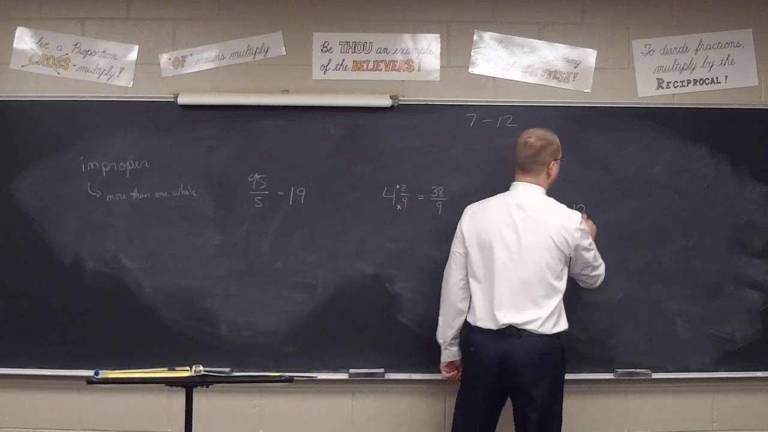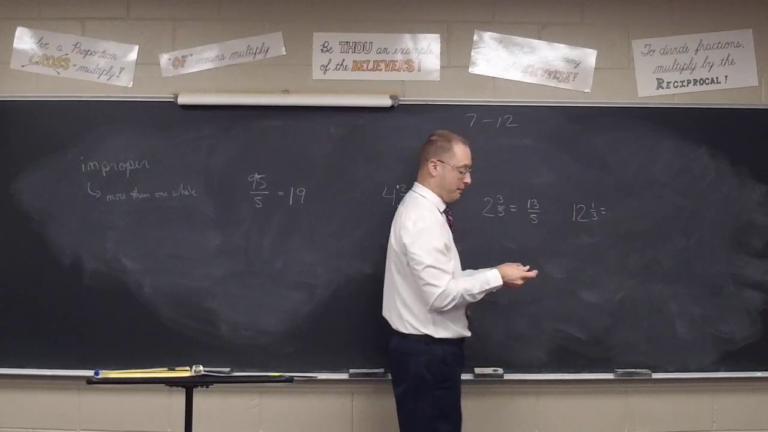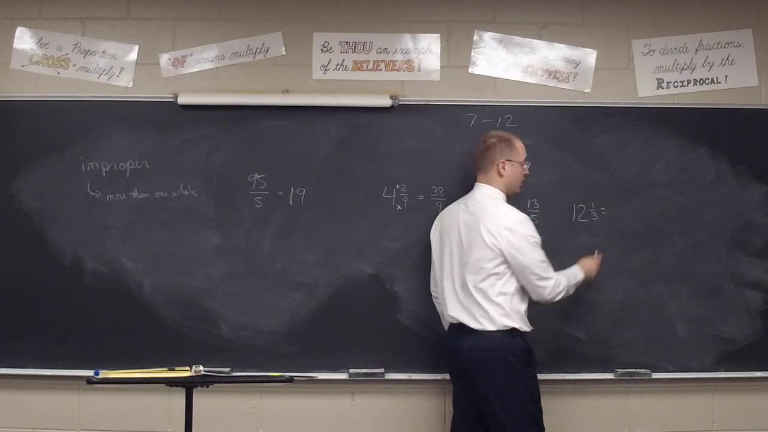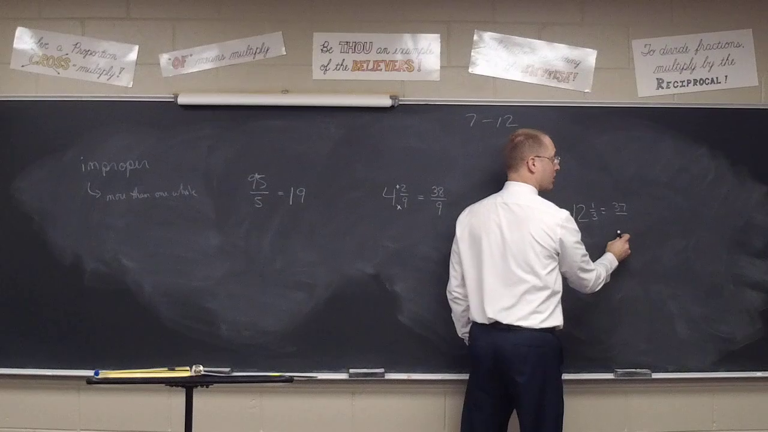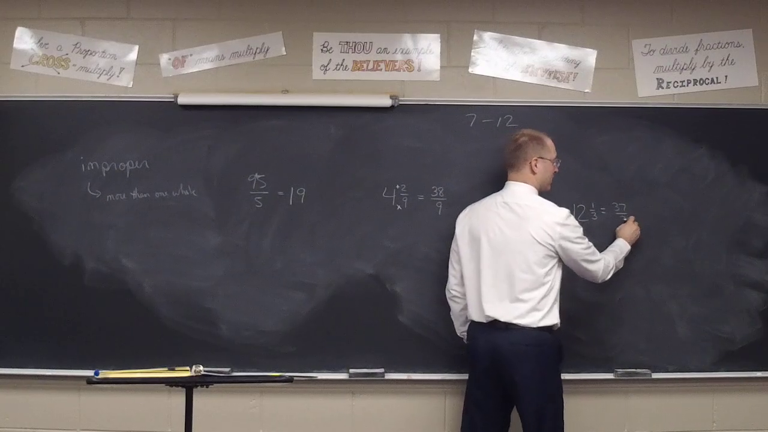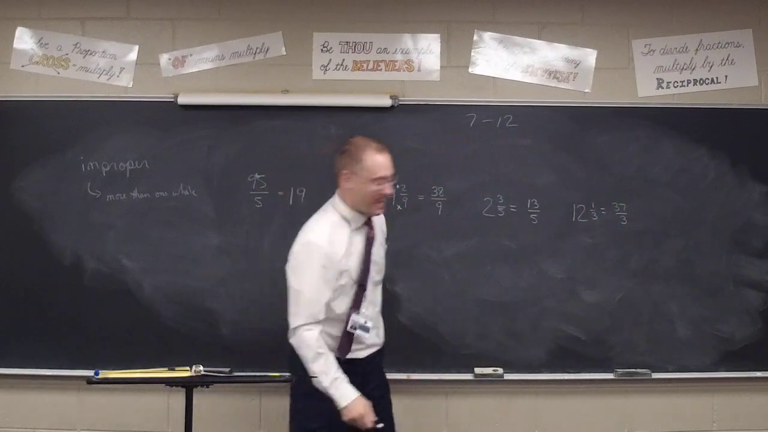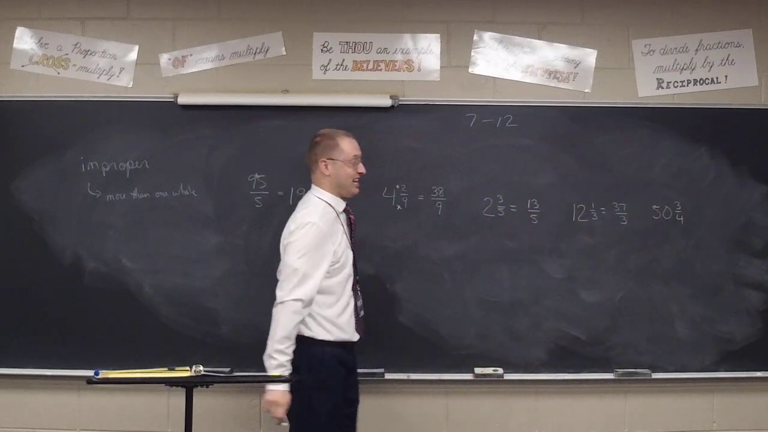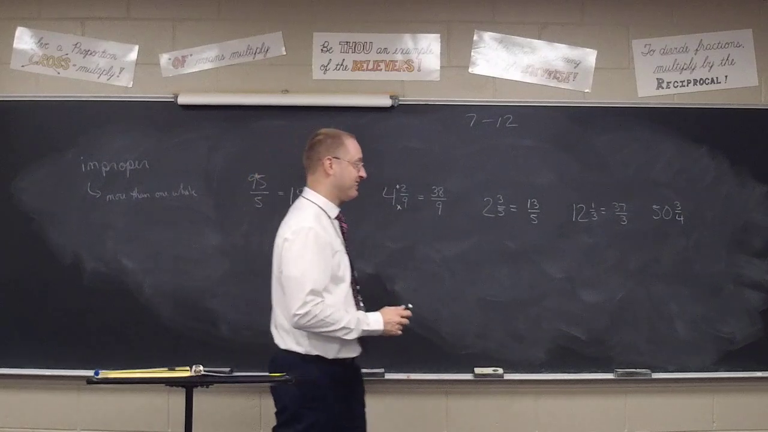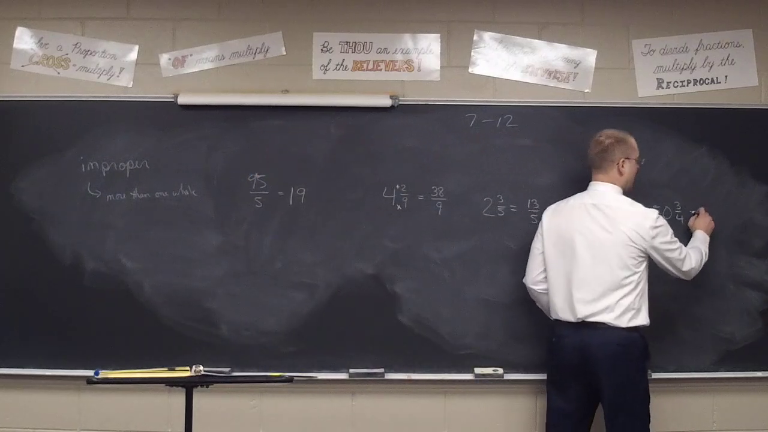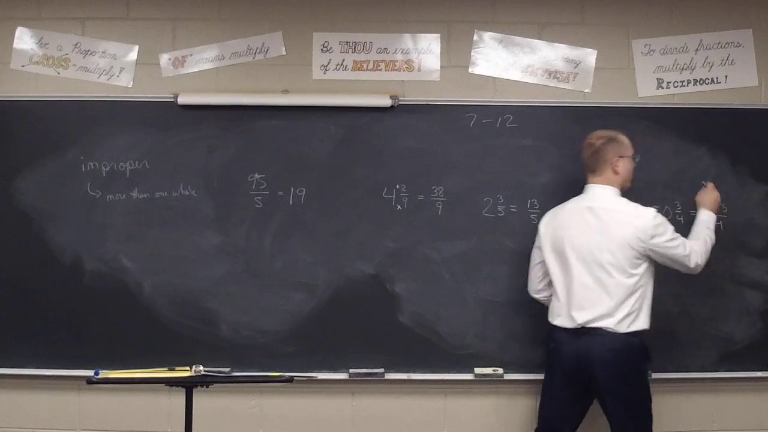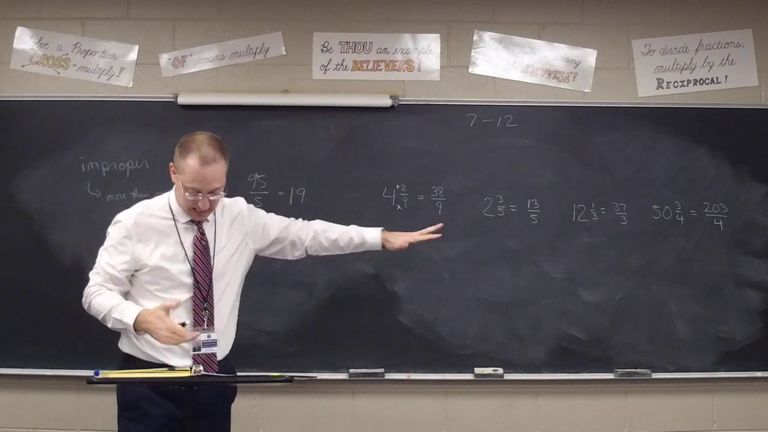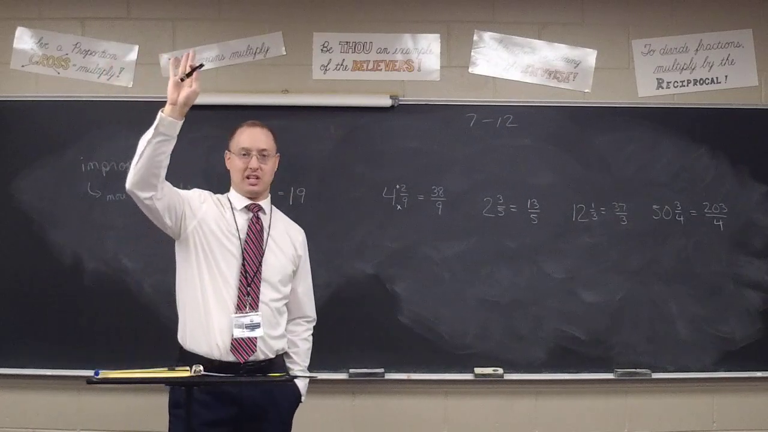What if I had a 12 and 1/3, Griffin? What would that become? 37. 37 thirds. 37 thirds is correct. Good. And what if I had something like 50 and 3/4, Elaine? 203 over 4. 203/4 would be correct, because we multiply the 4 times 50 to get 200, add the 3 to get 203, leave the original 4. Do we all remember doing this in years past?